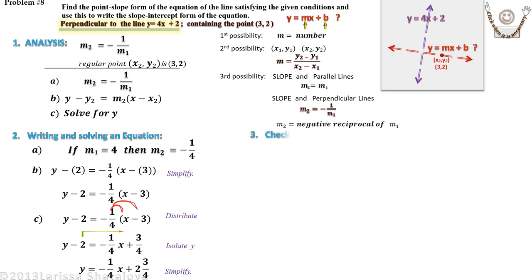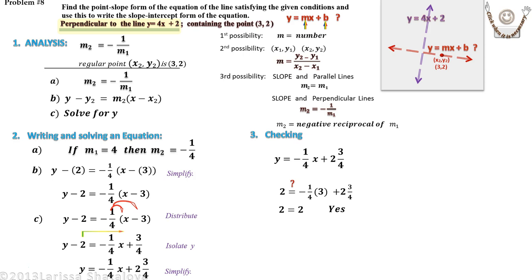Checking. Now we have our equation y equals negative 1 over 4 x plus 2 and 3/4. Let's check our point with coordinates (3, 2). Is this a solution of this equation or not? Is this point on the line or not? We have to replace x by 3 and y by 2 and then check. Is the left side equal to the right side? Simplify and you will see 2 equals 2. Yes.